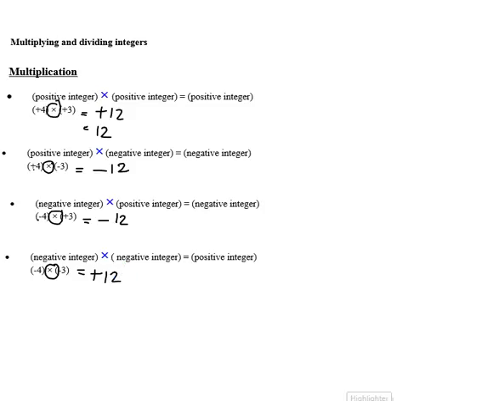So from this you can see when my signs are the same, my answer is positive. When my signs are different, a negative multiplied by a positive, my answer is negative. Negative multiplied by positive, the result is negative.